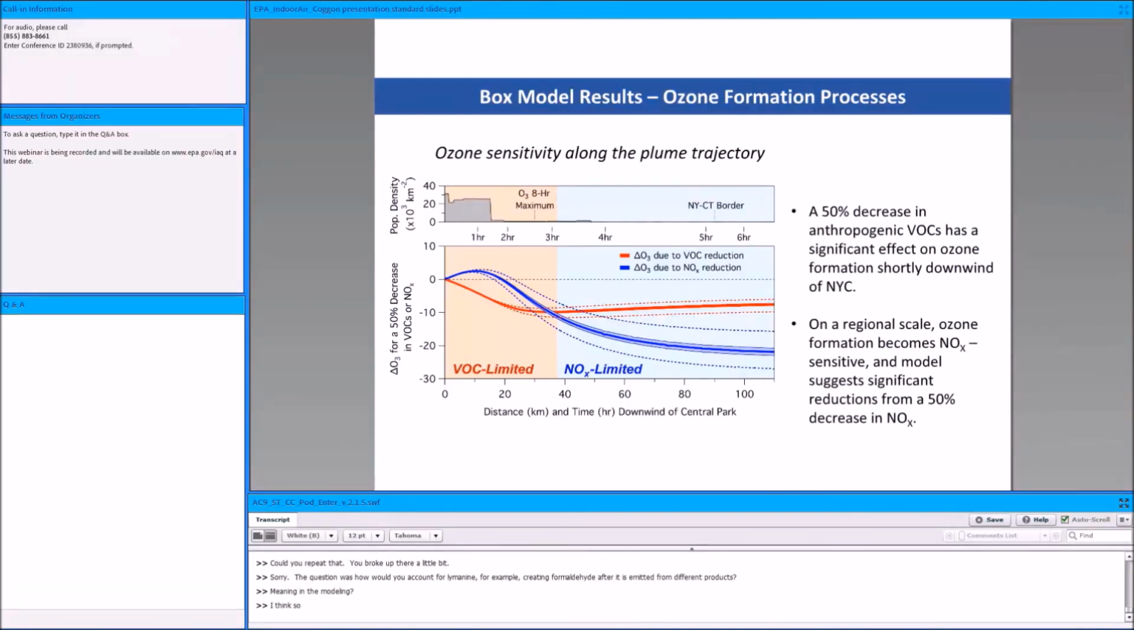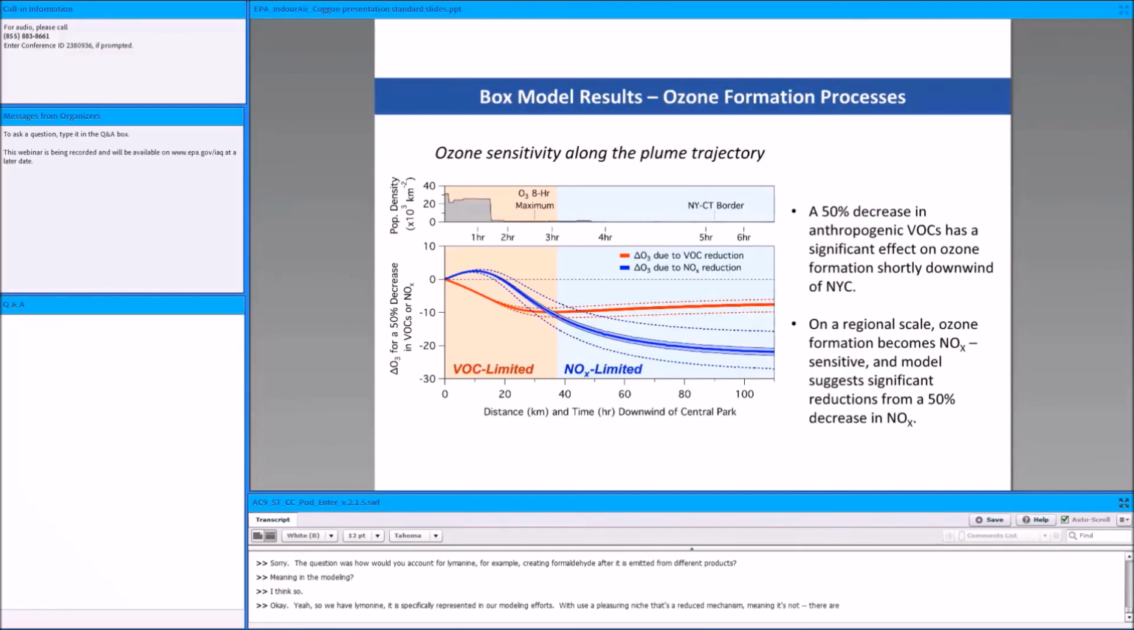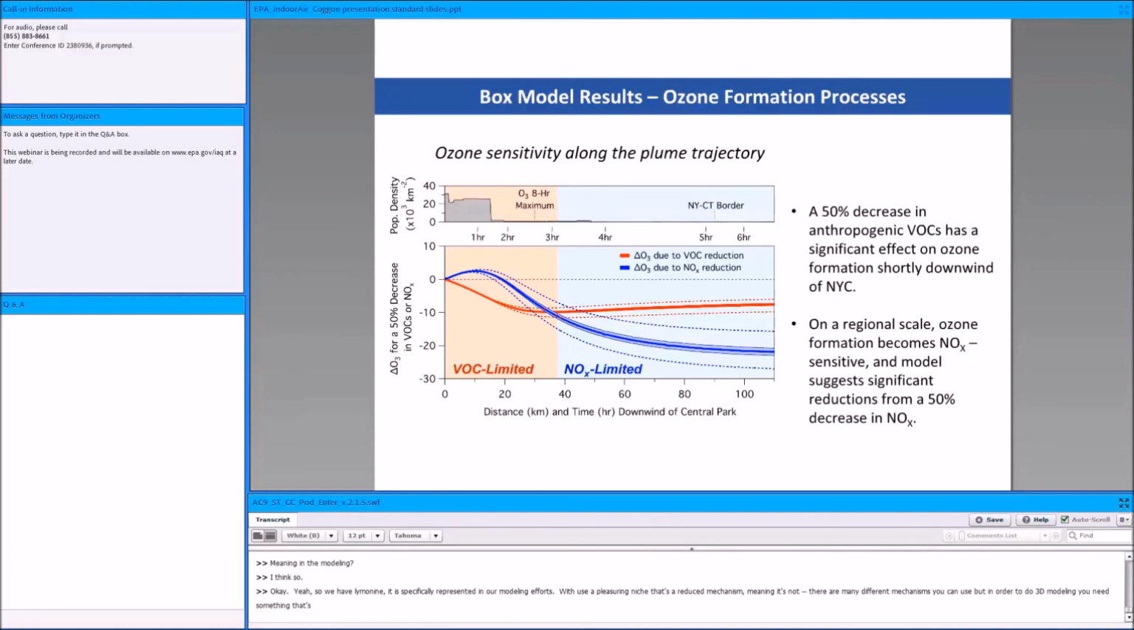Okay. Yeah, so the chemistry of limonene is specifically represented in our modeling efforts. We use a reduced mechanism, meaning there are many different mechanisms you can use, but in order to do 3D modeling, you need something that's not too computationally expensive. But limonene itself is explicitly represented in our model, and so it undergoes many chemical reactions and forms some component of formaldehyde.